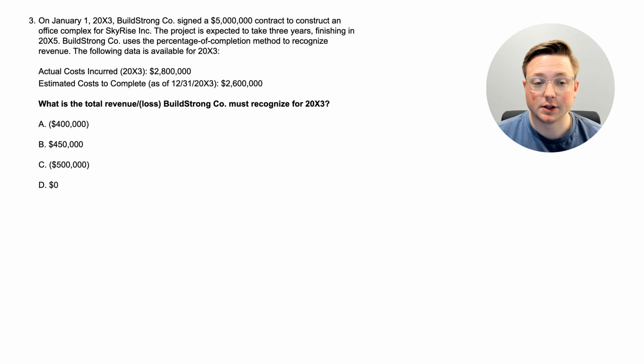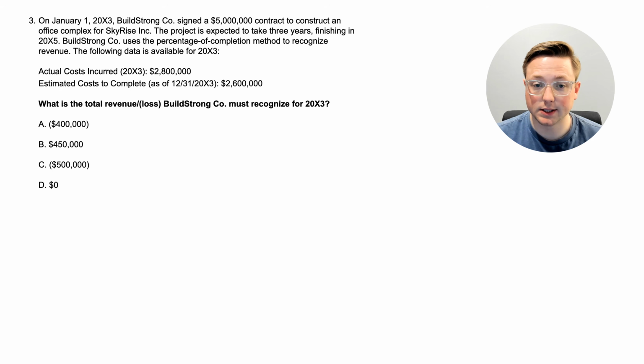Okay, here we are at question 3. What is the total revenue or loss Build Strong Co. must recognize for 20X3? On January 1st, 20X3, Build Strong Co. signed a $5 million contract to construct an office complex for Skyrise Inc. The project is expected to take 3 years, finishing in 20X5.